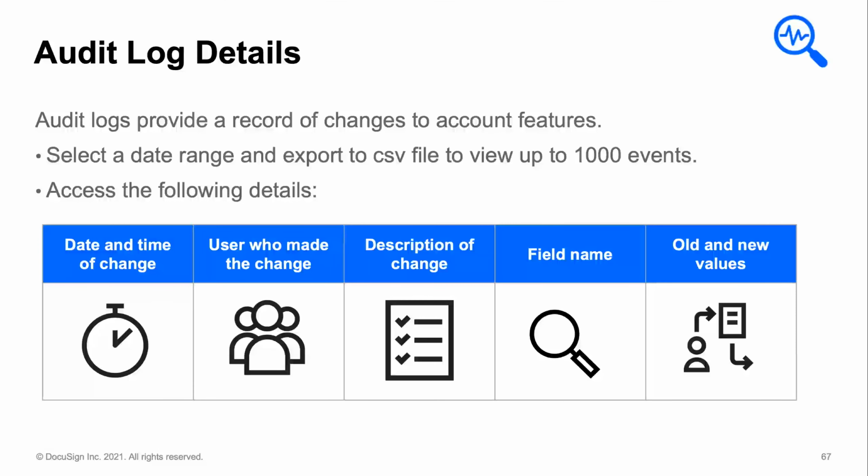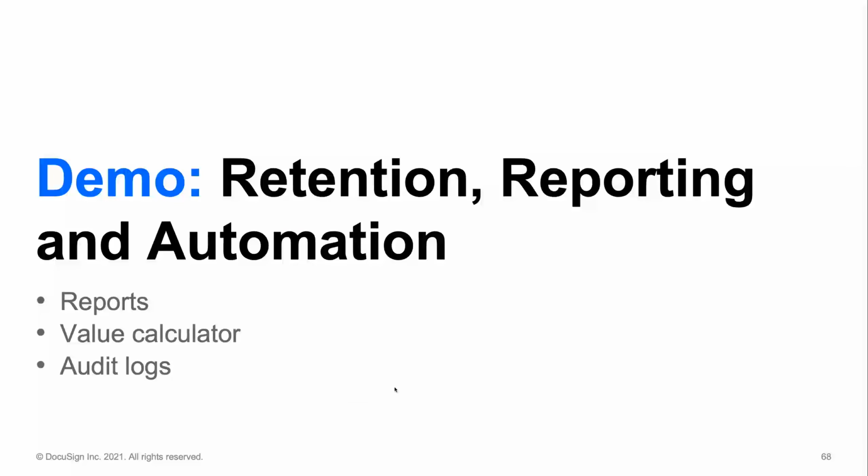So in the audit logs, you'll be able to see up to 1,000 events at a given time, and you can specify a date range, so when you're exactly looking for certain changes. And if necessary, you can even export the audit logs to an Excel file or a spreadsheet file. So I'll show you how to access reporting, the value calculator, and the audit logs.